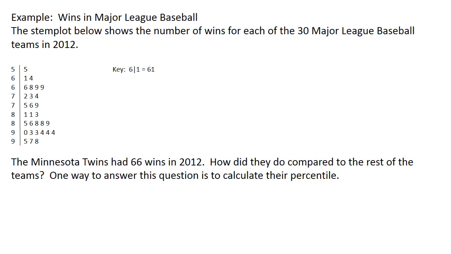Here's an example. It's about wins in Major League Baseball for 30 teams during the year 2012. So you can see the stem plot there for the number of wins, and the key shows you that 6 and a 1 stands for 61. So the Minnesota Twins had 66 wins in 2012. How did they do compared to the rest of the teams? One way to answer this question is to calculate their percentile.